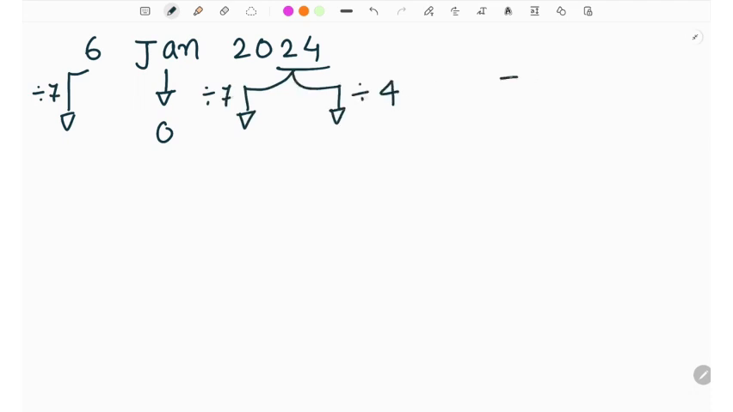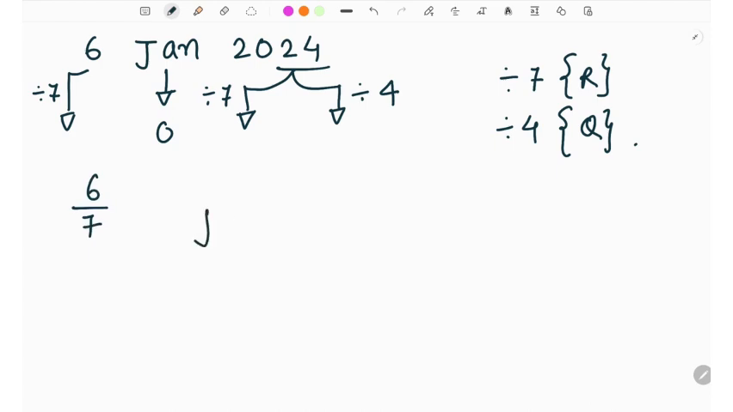Whenever you divide by 7, we consider the remainder, and whenever we divide the given number by 4, we consider the quotient, correct? So if I divide 6 by 7, many students ask, ma'am, if a smaller number is divided by a larger number, what will be the remainder? The remainder will be the number itself, that is 6 is the remainder over here. What is the remainder, students? 6 is the remainder, okay?